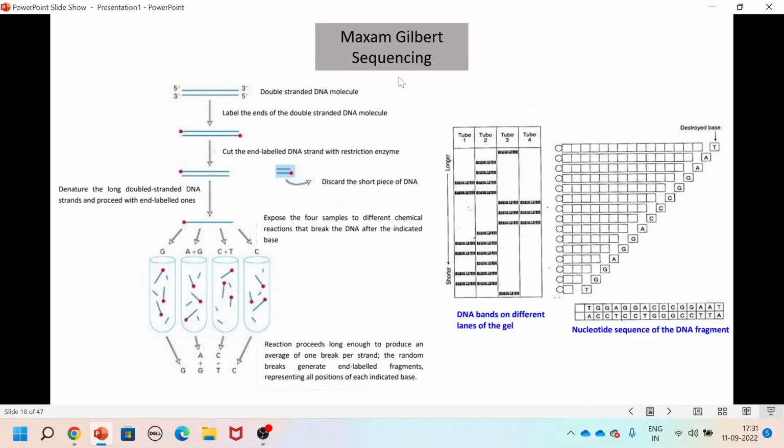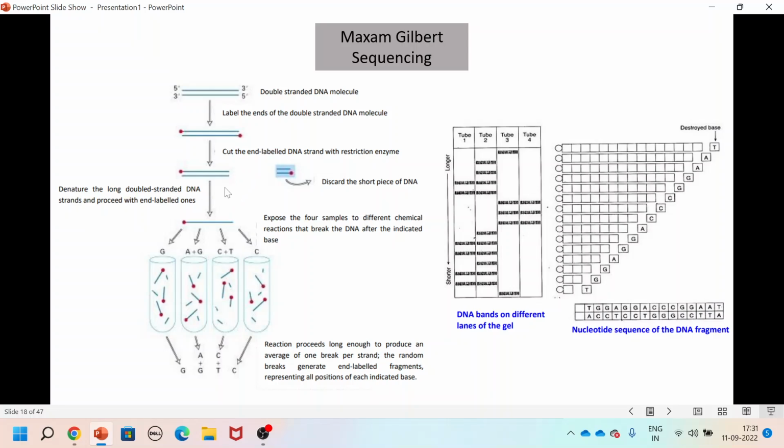So Maxam-Gilbert sequencing is based on chemical degradation, or we can say it is based on the use of different chemicals that will cleave the DNA at different nucleotides. Firstly, the double-stranded DNA molecule is labeled at both the 5' ends using a phosphate molecule, and then we cut this labeled DNA strand with a restriction enzyme.